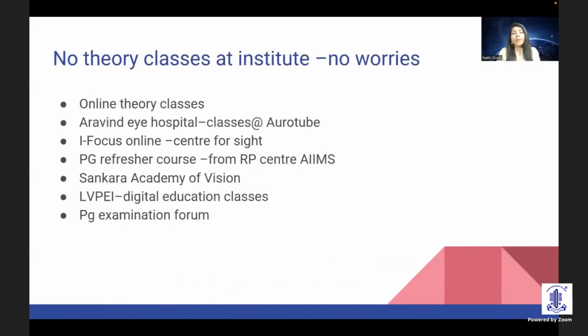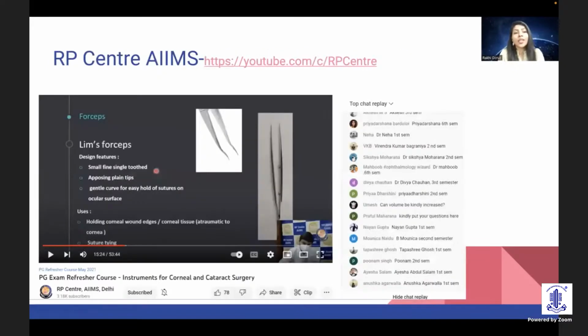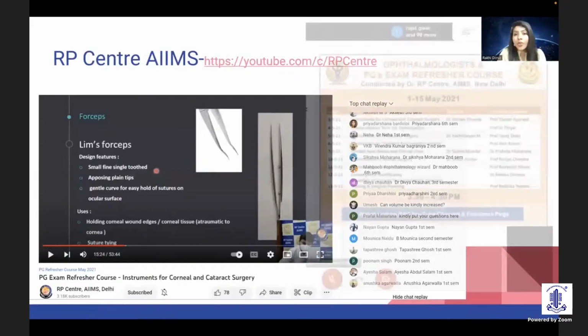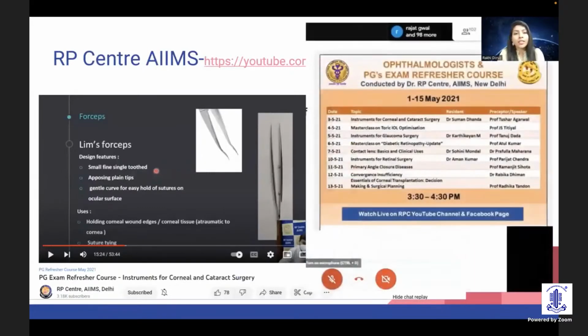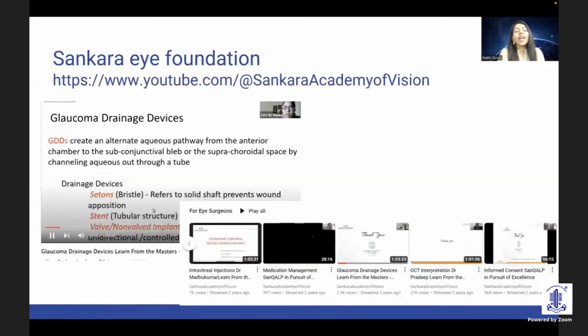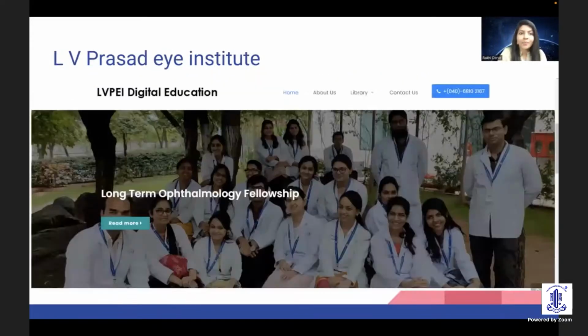If you don't have much theory classes at your institute, no worries. There are major institutes which are providing classes through YouTube. For example, this is the YouTube site of RP Center, where they have already given out timetable of the upcoming classes, and even they have classes on instruments, which is usually taught only by seniors. Shankara Eye Health Foundation has a set of classes which includes diagnosis and retina advances, which is also not covered by many of the institutes.